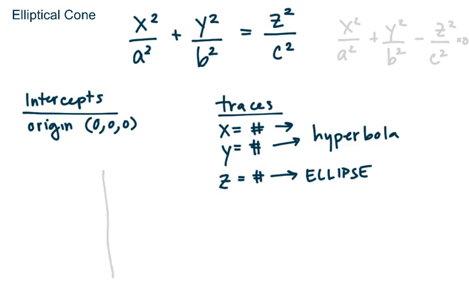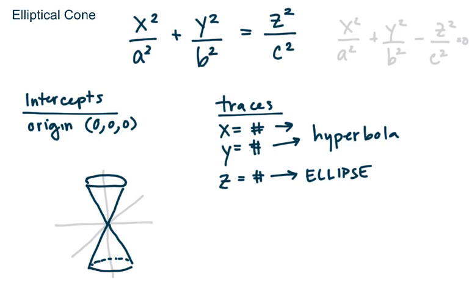Our standard elliptical cone. It's going to look like a cone. We've got this ellipse traveling up, and then down. So it's this conical region traveling up and traveling down, and the trace over on either side, in a sense, is hyperbolic. So you see that hyperbolic trace.